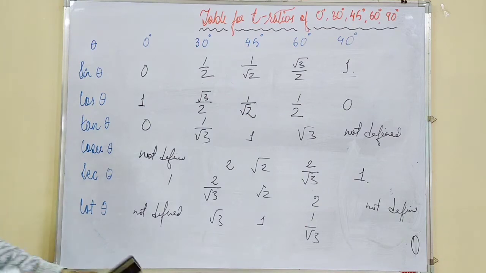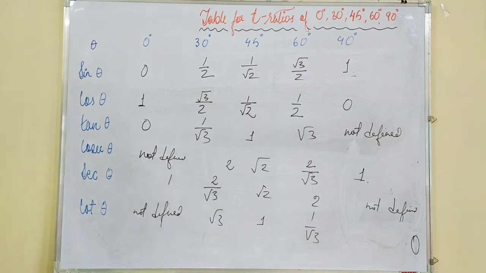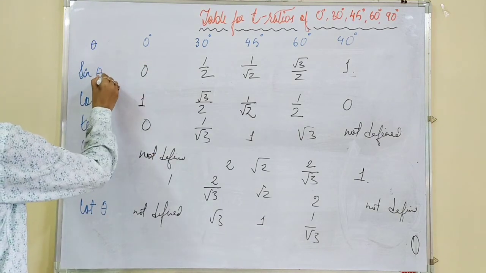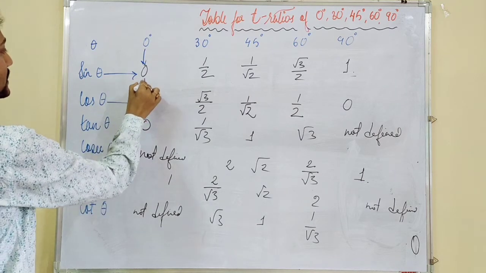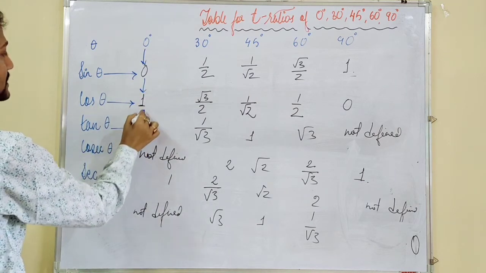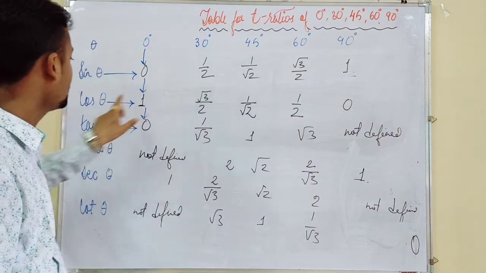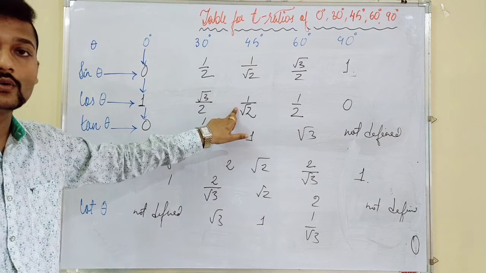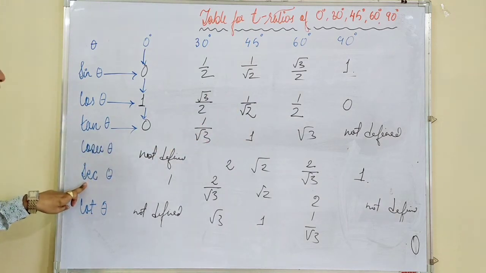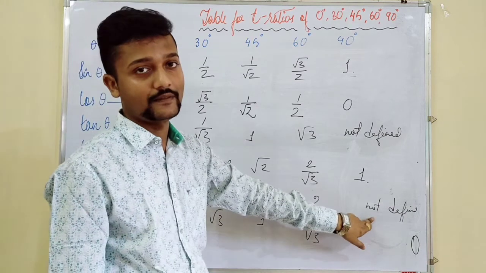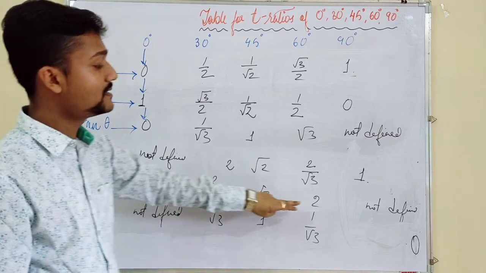Now see, this is the whole table that we have done. This is the whole table. That means sin 0 degree is equal to 0, cos 0 degree is equal to 1, tan 0 degree is equal to 0. Similarly, cos 45 degree is equal to how much? Cos 45 degree is equal to 1 by root 2. If I ask you to find out sec 90 degree, sec 90 degree is not defined. Okay, if I ask you to find out sec 60 degree, sec 60 degree is equal to 2.